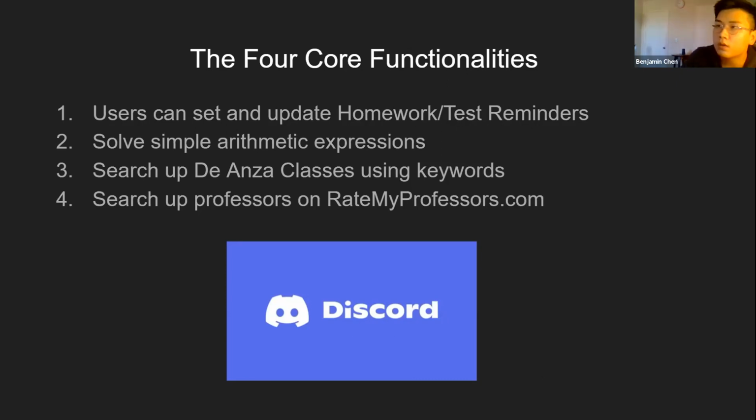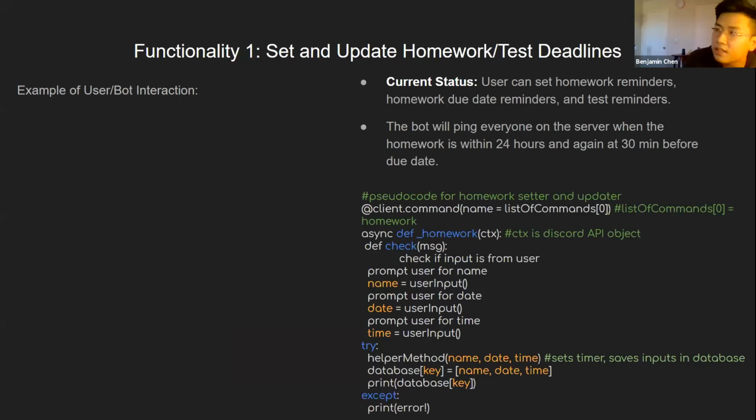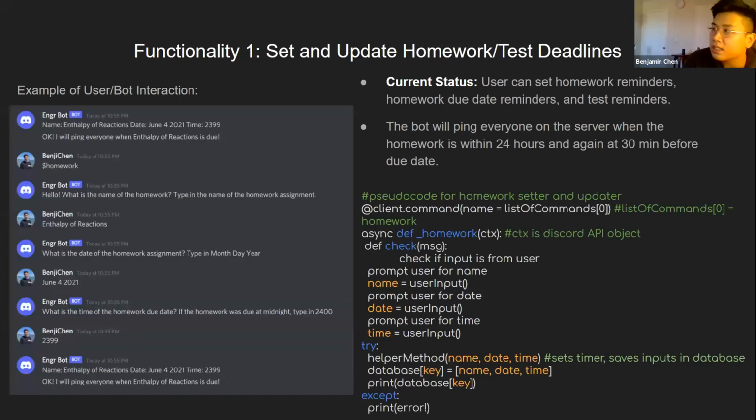The first functionality, again, is to set and update homework and test deadlines. The current status of the functionality is that users can have a back and forth with the bot, allowing the bot to gain more and more information about what test or homework needs to be updated. Once the homework and test is all finished, it will be stored in a database using the Replit database. And when the time comes, the bot will ping everybody on the Discord server and let them know that the homework and test is due.